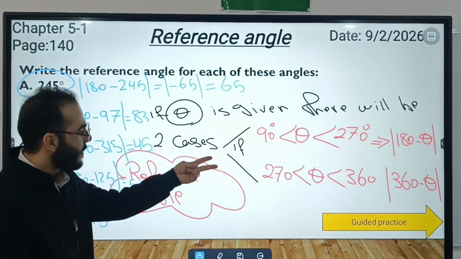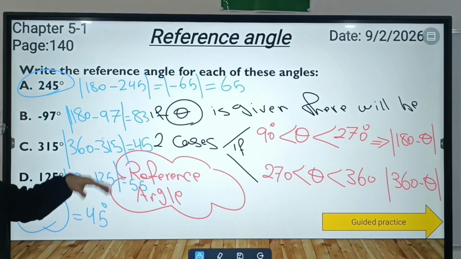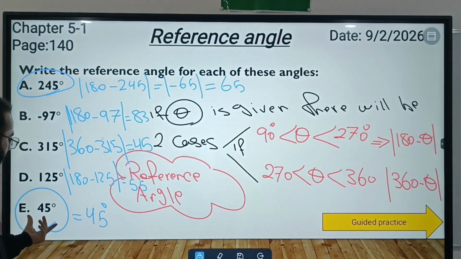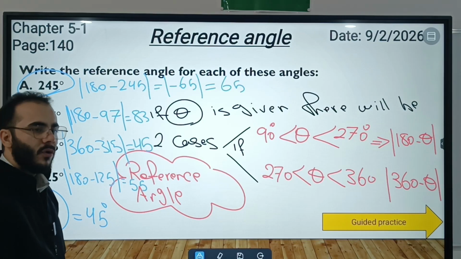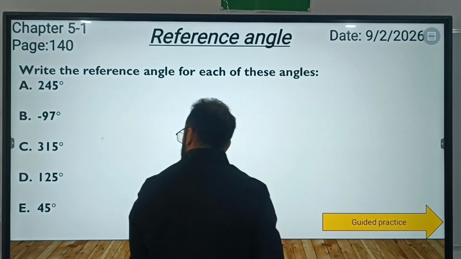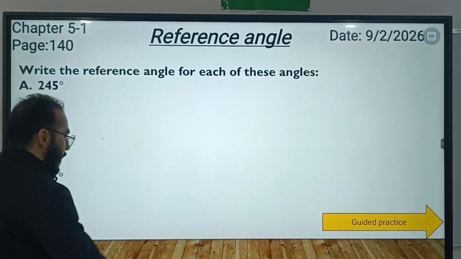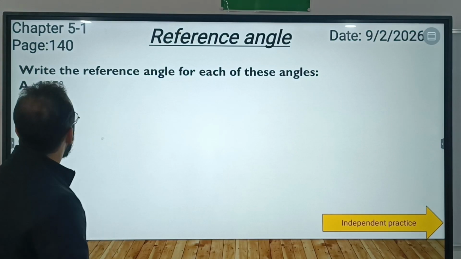Okay? So there are two cases and two notes actually. One of them was if there is a negative, ignore the negative. And if the angle was less than 90, it's going to become the reference angle itself. That's all about the reference angle. So the next slide is a bunch of examples regarding the reference angle.